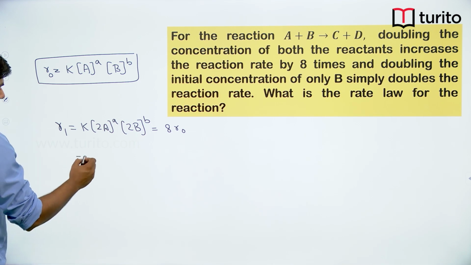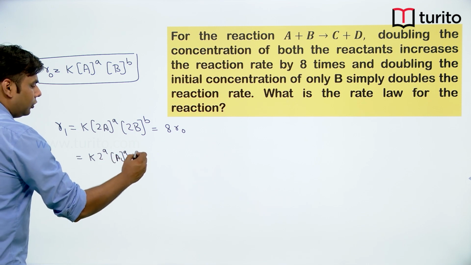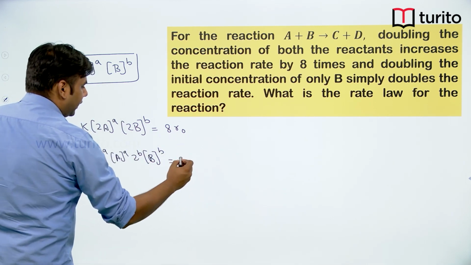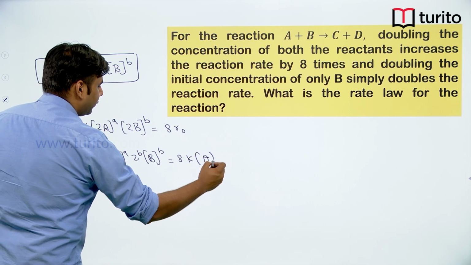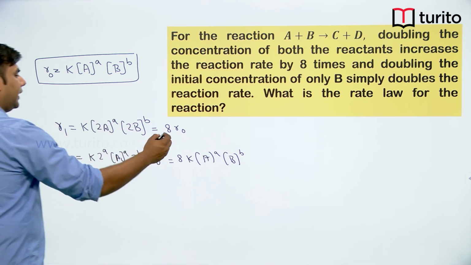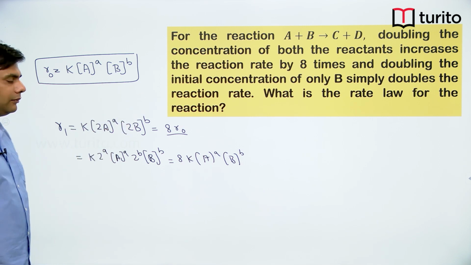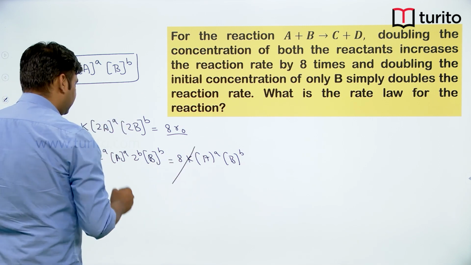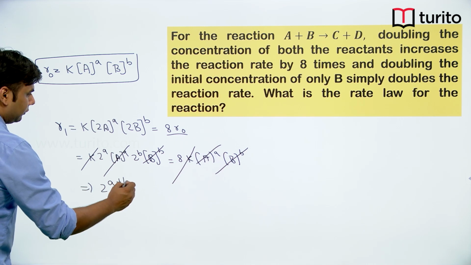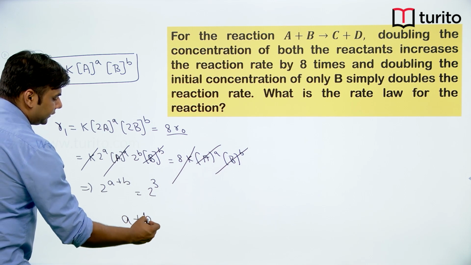So this will basically become K into 2 raised to power a into A raised to power a, 2 raised to power b into B raised to power b, which is 8 R0. So I can write this as 8 into K into A raised to power a into B raised to power b. If you cancel this out, we get 2 raised to power a plus b equals 8, which is 2 cube. So we get a plus b as 3.